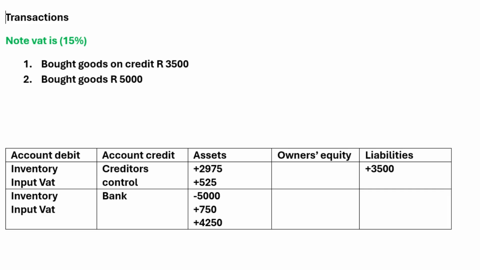So all the three accounts that we have identified in the second transaction are all assets. So your first asset, which will be your bank, will decrease by 5,000. Your inventory will increase by 4,250, and your input VAT will increase by 750. So the reason why you don't put the full amount for your inventory is because we use the VAT exclusive amount and not the VAT inclusive amount.